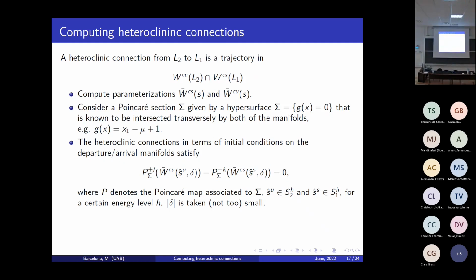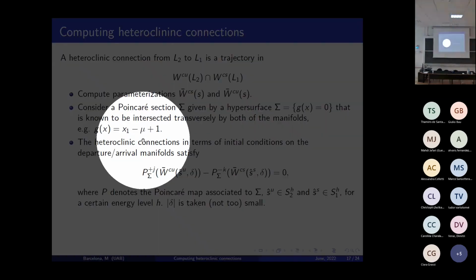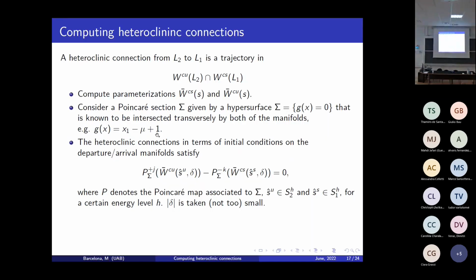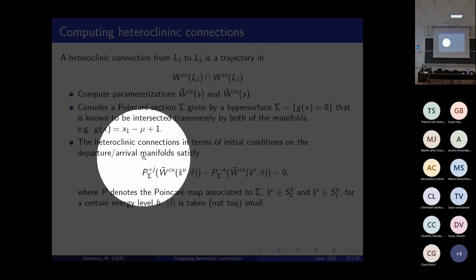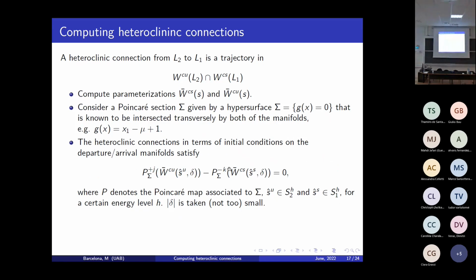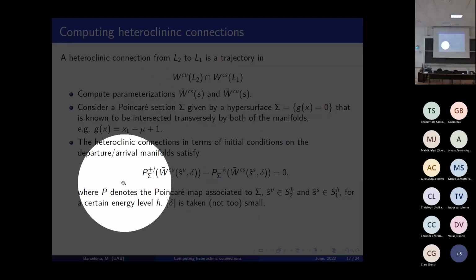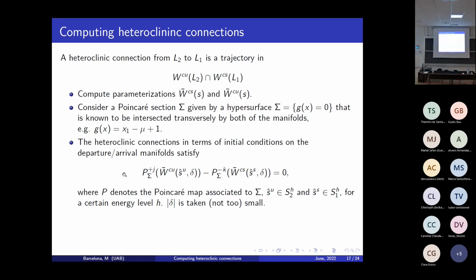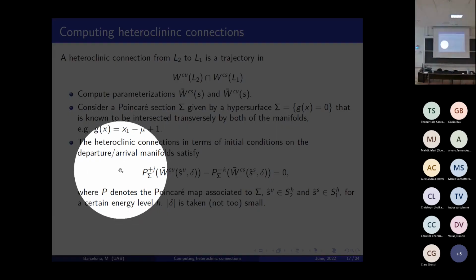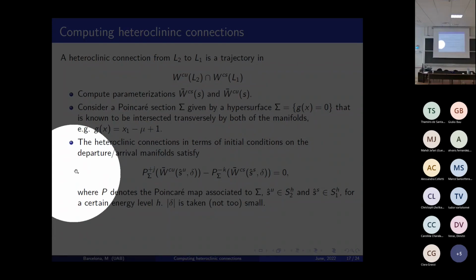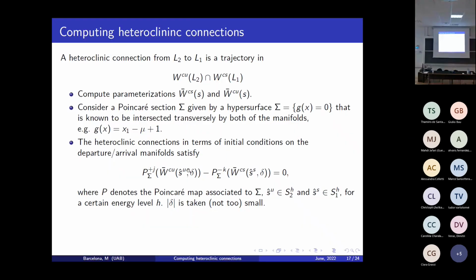And by considering a Poincare section sigma, like can be the position of the small primary, our heteroclinic connections in terms of initial conditions in both the departure and the arrival manifold will satisfy this equation here, where we borrow notation from Bonnet and Mathemon, where P is the Poincare map associated to sigma, and the sign denotes if the integration is going forward or backward in time, and j and k is the number of cuts with the Poincare section.